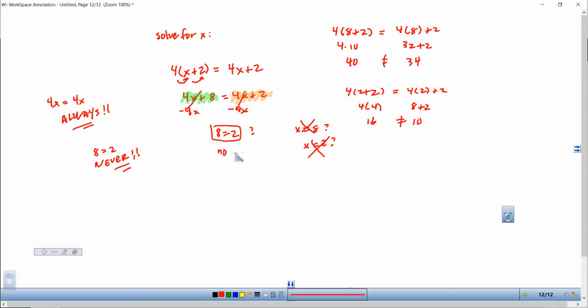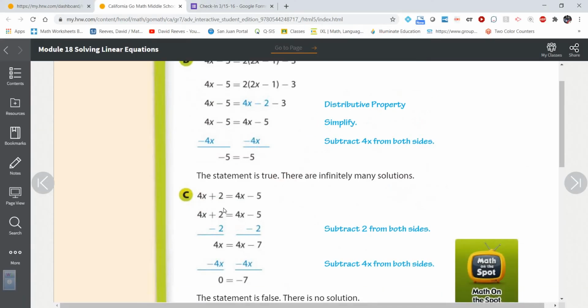So this one has no solution. Just think about it. When does multiplying by a number and adding 8 give you the same result as multiplying by that same number and adding 2? Never. This will only be true when 8 is equal to 2, and 8 never equals 2.